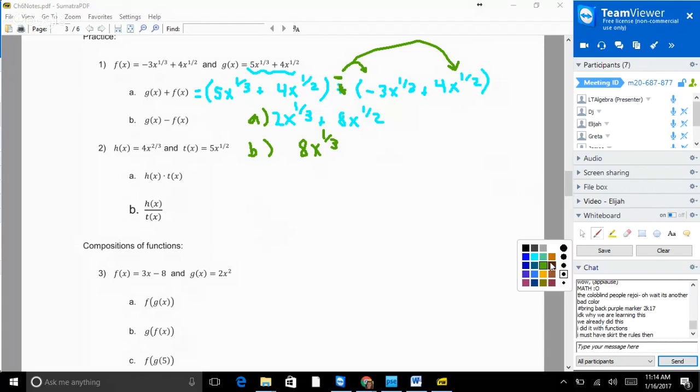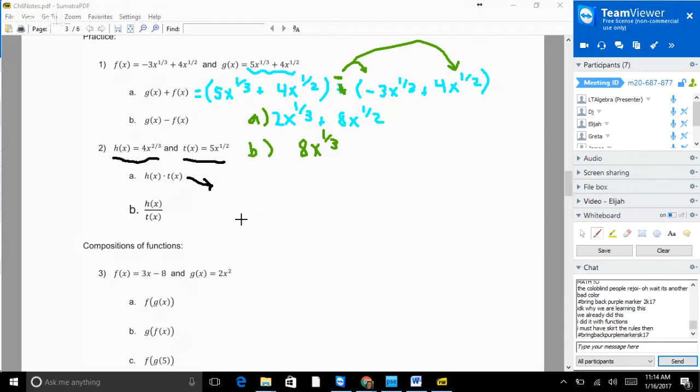All right, so then what do you think you do with... I'll just go with black. What do you think we do if we have h of x equals 4x to the 2/3 power and t of x equals 5x to the 1/2 power, and I want to multiply those together? Shocker. You're going to multiply them together.